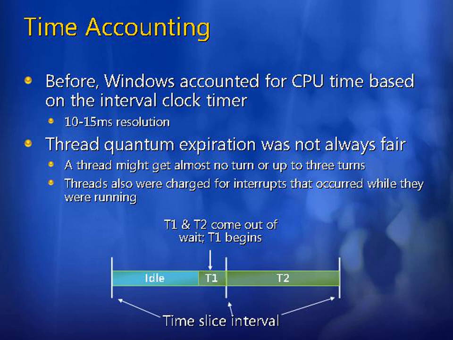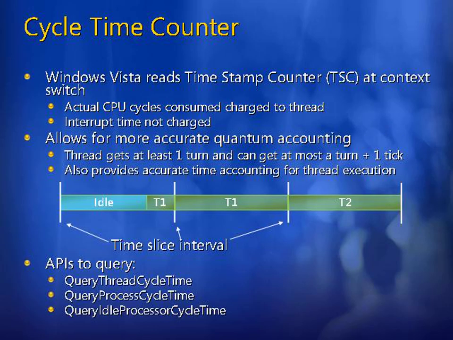Also, when interrupts occurred, the system was penalizing the thread that was interrupted by the driver and charging its time slice for the time the driver spent servicing the interrupt. This has now been addressed in Vista by utilizing a processor counter called a timestamp counter that allows Vista to query the number of cycles that have elapsed, and it now charges actual CPU cycles consumed by the threads.